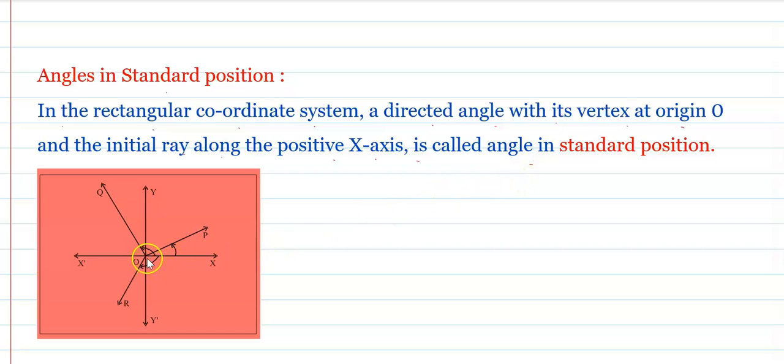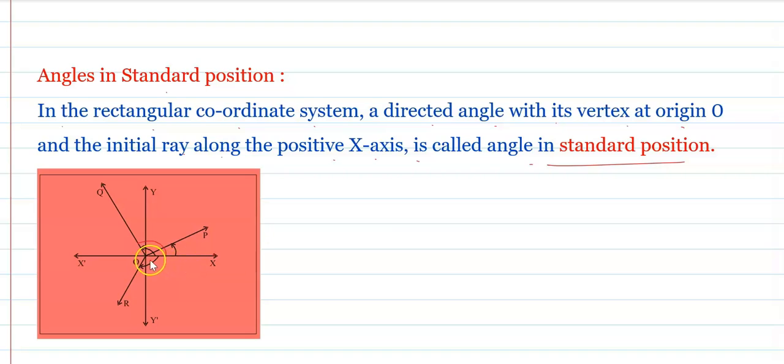Every time we consider OX as the initial ray, along the x-axis, and this type of angle is called an angle in a standard position. Angle XOP is an angle in a standard position. Angle XOQ is also in a standard position.